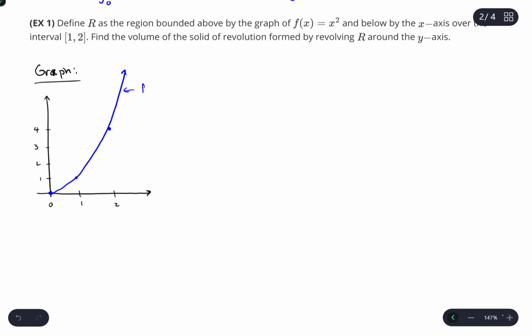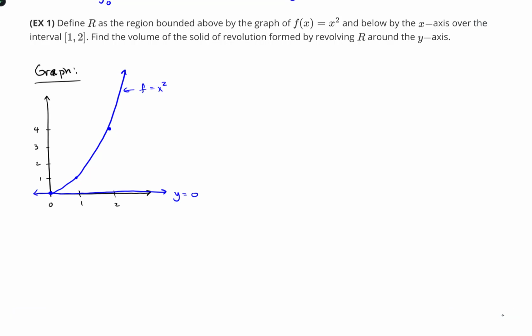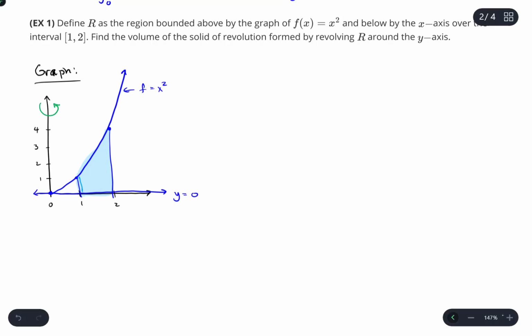Below by the x-axis. All right. And on the interval from 1 to 2, and those are on the x. Okay, so we can clearly see the bounded region here. All right, and here's what I want to do. I want to rotate that around the y-axis.